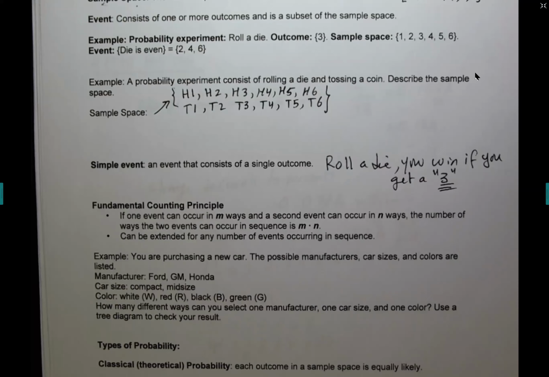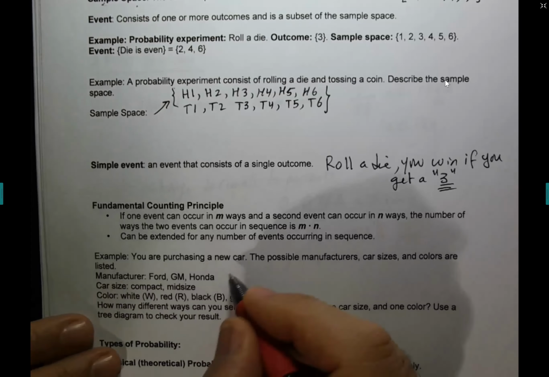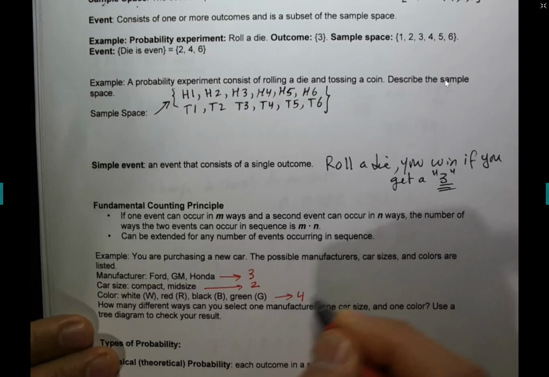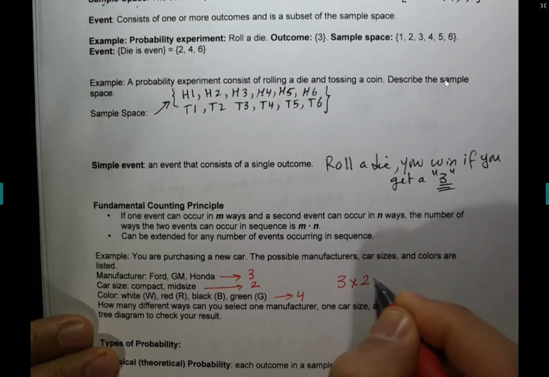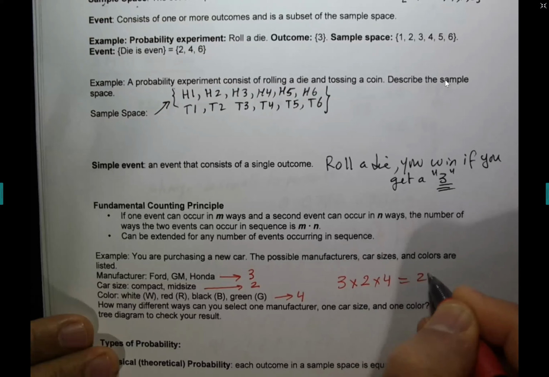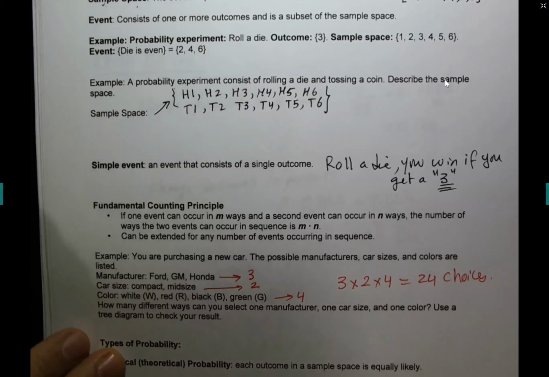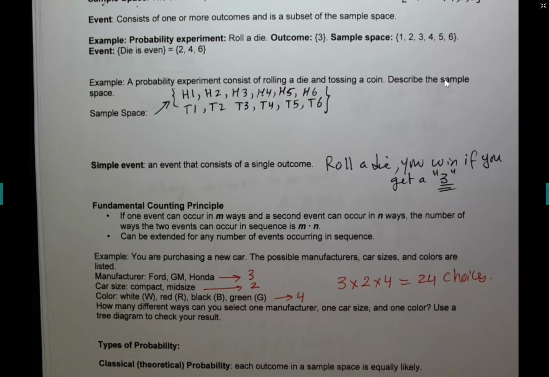And since we've done this already, guys, see, I have a chat here. I have a student who says 24, which is correct, because you have 3 choices here, 2 choices, and 4 choices, and it's going to be 3 times 2 times 4. There are 24 choices. That is correct.